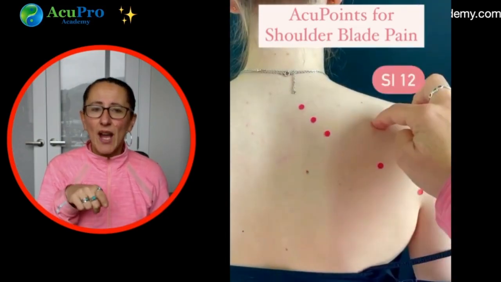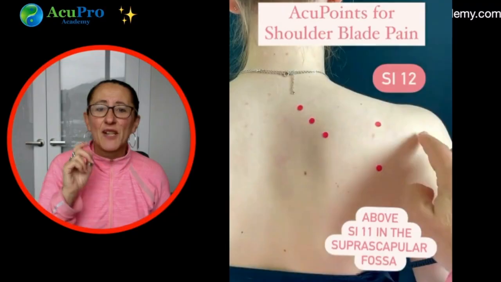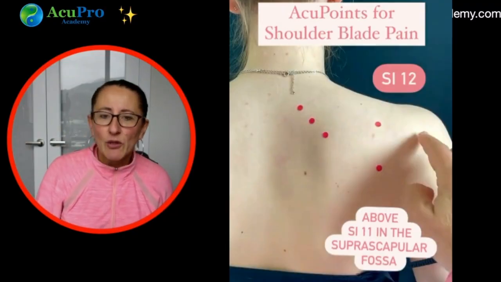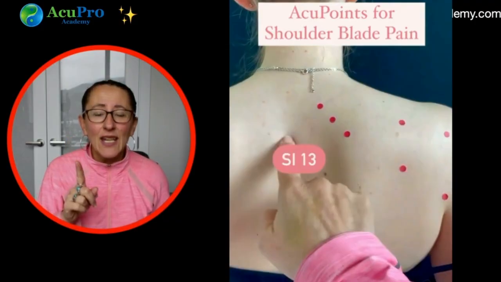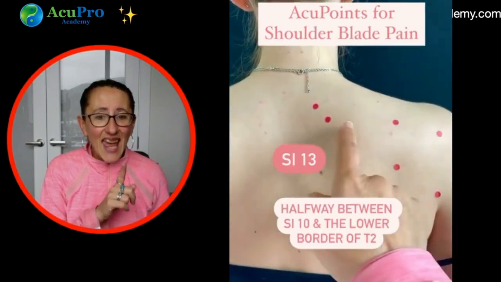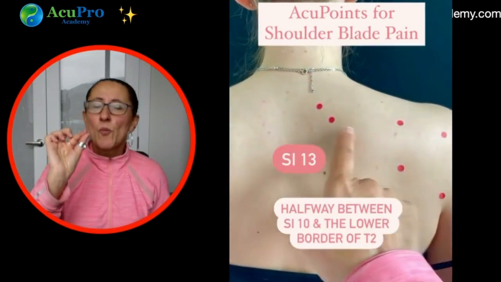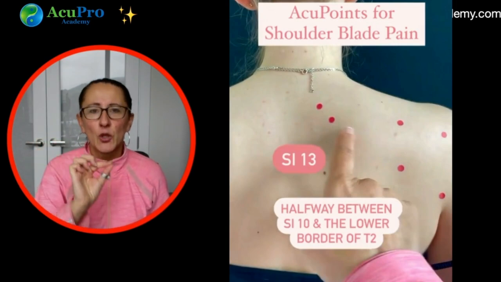All right, so now let's look at 12. Small intestine 12 is directly above small intestine 11 in the supraclavicular fossa. Then we have small intestine 13, which is located halfway between small intestine 10 and the lower spinous process of the second thoracic vertebra, or T2.